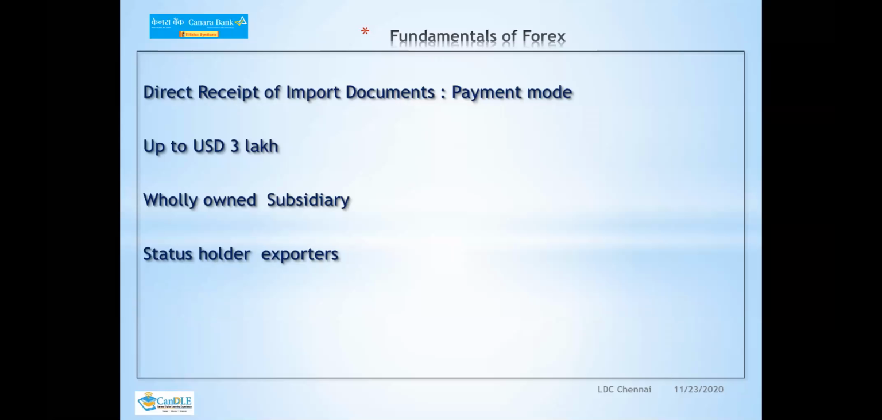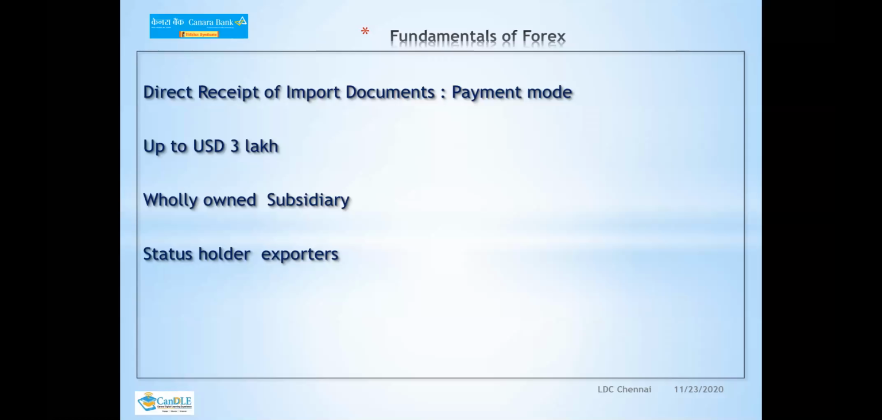But in case I receive import documents directly — I imported something, I didn't make payment, and I got the shipping bill, the bill of entry and the bill of lading directly — in such cases, can I remit? The question is whether the bank can make payment where import documents are received directly by the importer. Yes, up to USD 3 lakhs, we can permit it.